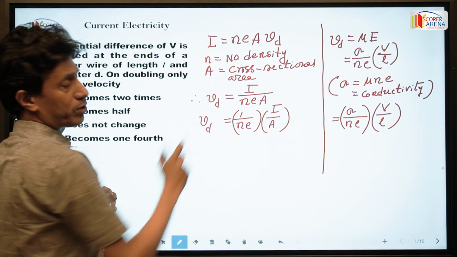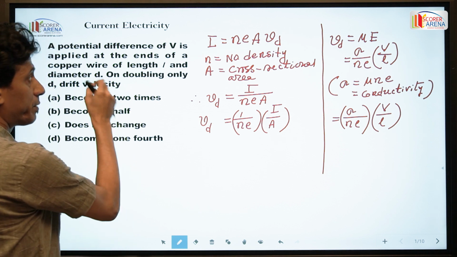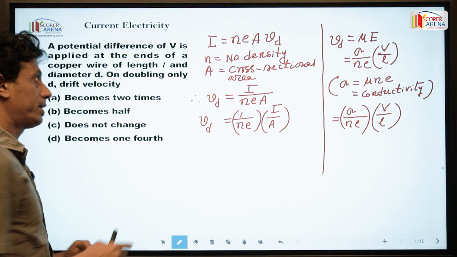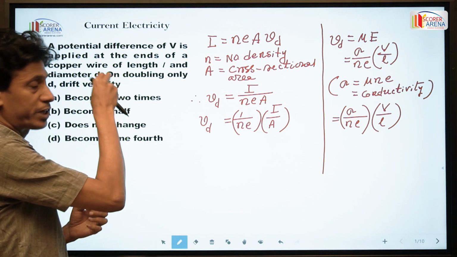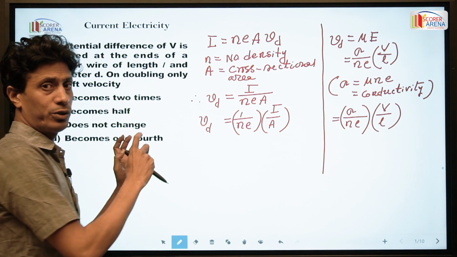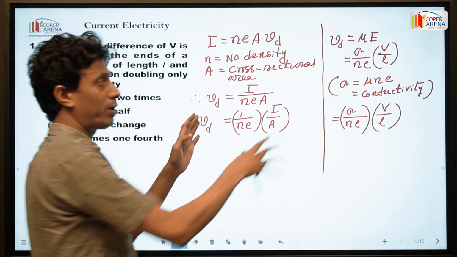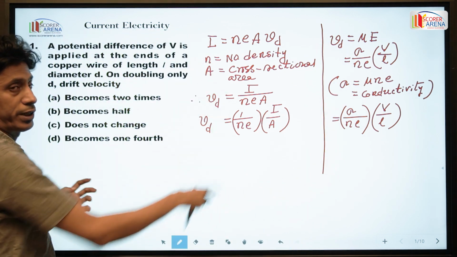So from these two equations, for any problem based on the drift velocity or variation of drift velocity with the physical dimension of the conductor, first keep in mind whether the problem is based on current control or voltage control. If it is voltage control and the voltage is fixed, then you have to use this equation. If the current is fixed, then you have to use this equation.